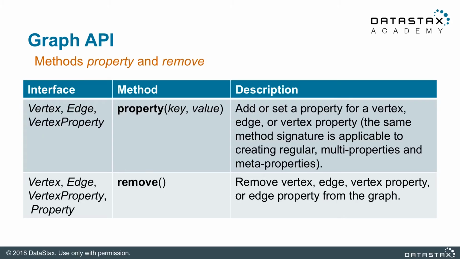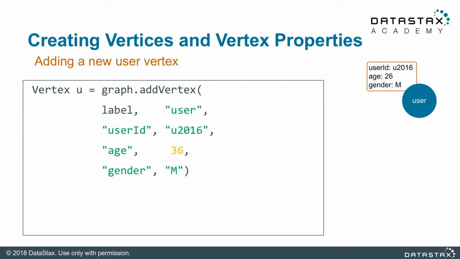2 more important methods to know about are the property and remove methods. The property method allows you to add or set a property for a vertex, edge, or vertex properties. This is applicable to regular, multi, and meta properties as well. The remove method allows you to remove a vertex, edge, vertex property, or even edge property from the graph. Okay, so now that we know the 4 main methods for interacting with the Graph API, let's put it to good use. Here's an example for creating vertices and vertex properties.